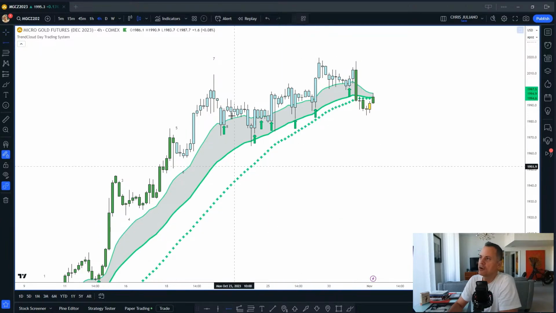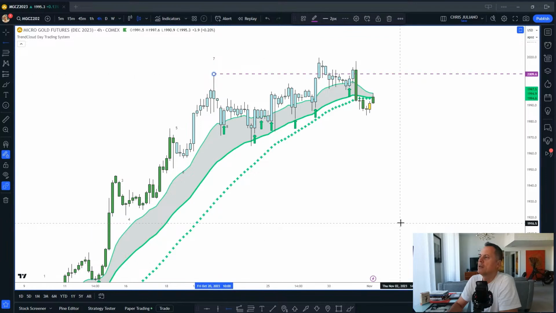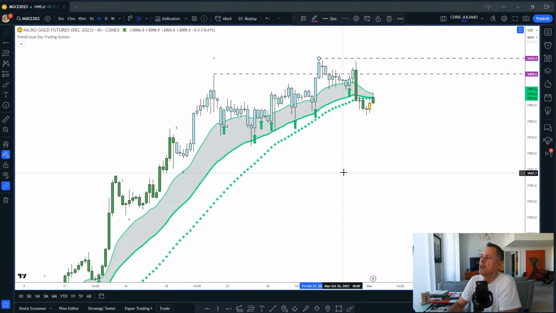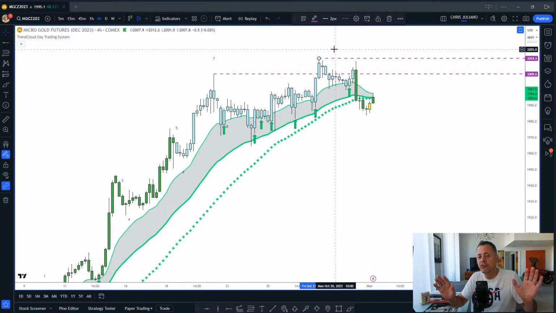Because it did break structure right there and it did close. So we got a break above and close above previous structure. That's a new structure high. And it pulled back into the trend cloud. We even got another signal and it didn't quite make it past there, right? So this is your first indication we're starting to pull back. Now it doesn't mean trend reversal per se, right? It doesn't necessarily mean trend reversal.